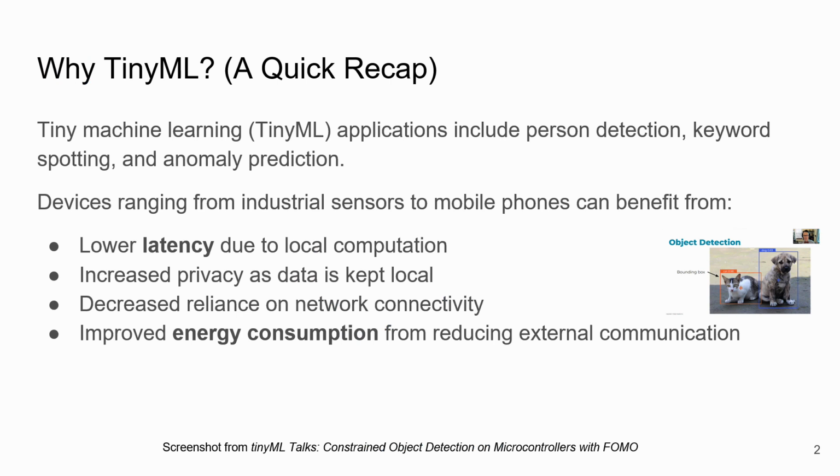So, a little recap. I'm sure people all know what TinyML is, but basically there's a whole bunch of interesting applications, including person detection, keyword spotting, and anomaly prediction. When trying to get these applications to run on small, low-power devices, you're doing stuff to eke out as much performance as possible. So you're trying to maximize the use of your memory, your processing cores, whatever you have, with the goals of decreasing latency, all while trying to balance the energy consumption issue.